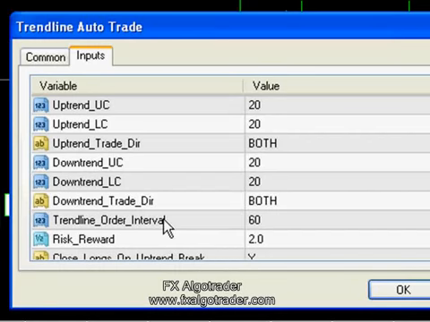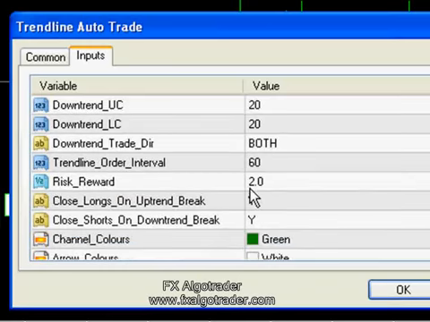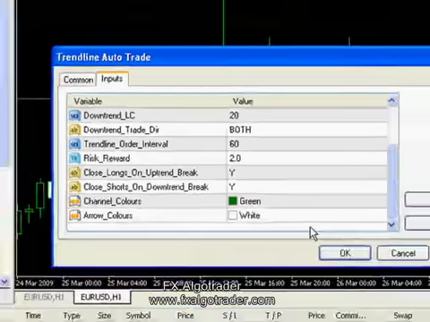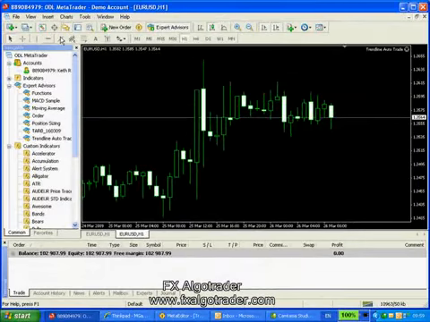We can specify the order interval time to stop the system from executing multiple trades when price action retests various support and resistance levels. We can also define a risk-reward ratio which is based around our stop-loss levels. We can also close longs on uptrend breaks and shorts on downtrend breaks, and define channel colours and arrow colours. Okay, let's show you how the system works in a bit more detail.